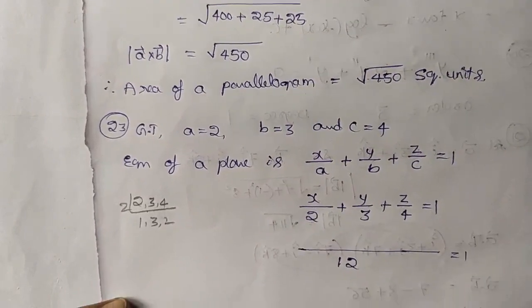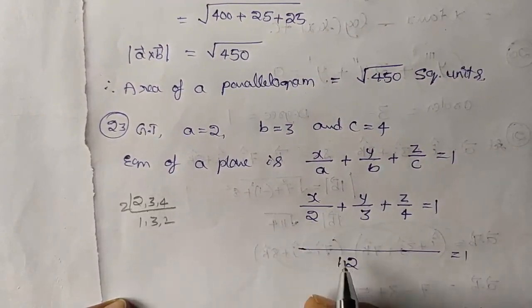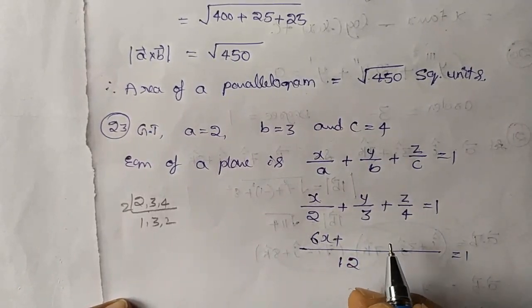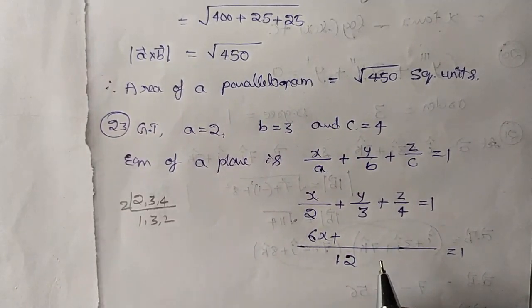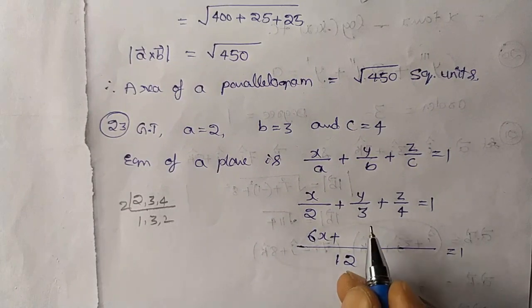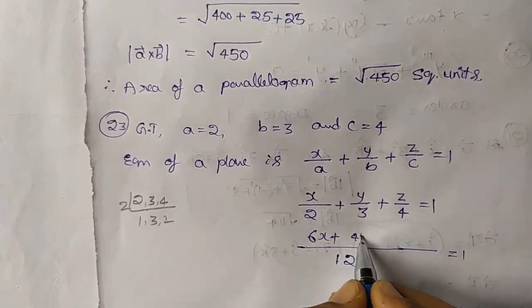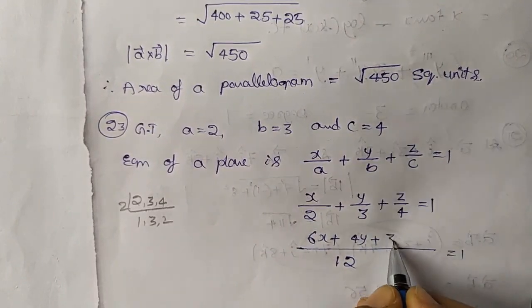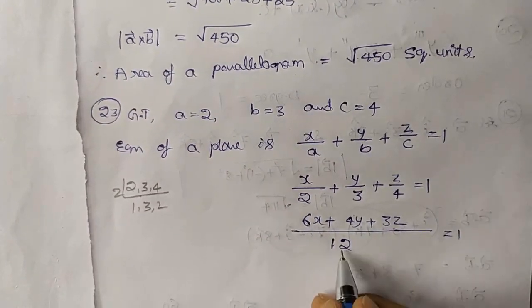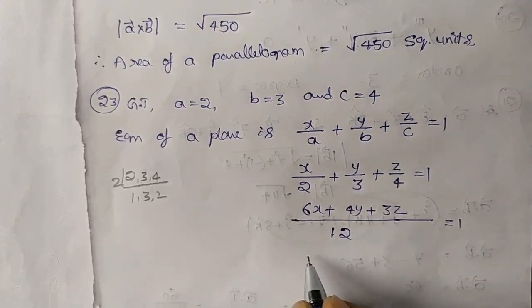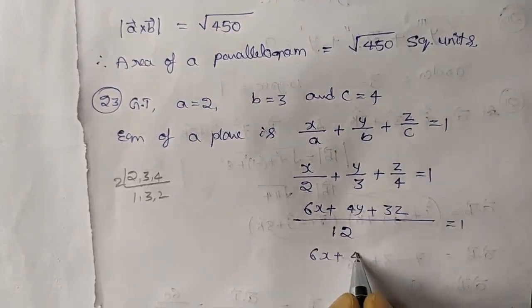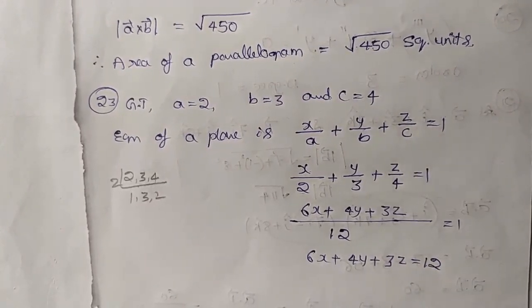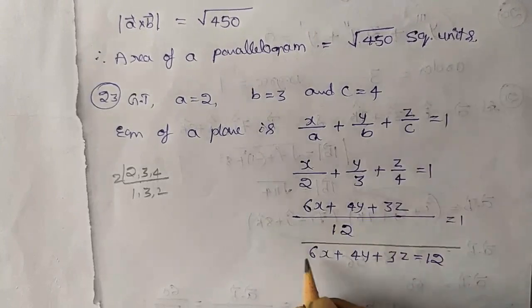Right hand side keep it as it is, that is 1. x by 2 into 12 is 6x. y by 3 into 12 is 4y plus z by 4 into 12 is 3z. Now send this 12 to the right side, then we will get 6x plus 4y plus 3z equals to 12. Hence it is a required equation of a plane.